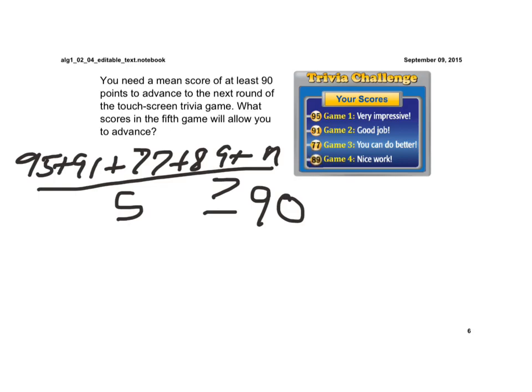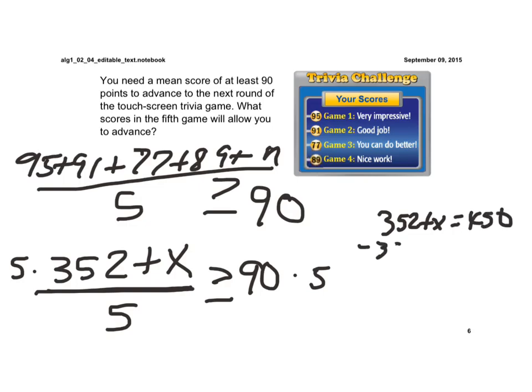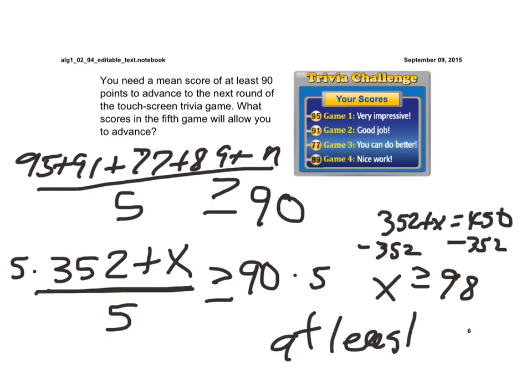So when I add those scores I already have, that's 352 plus x, all divided by 5, because again, that's how we find the average, or the mean. Now to solve this, because it's the long fraction bar, I'm going to multiply both sides by 5. So now I'm left with 352 plus x is greater than or equal to 450. Now I'm going to subtract 352 from each side. And if I do this, I get x is greater than or equal to 98. So to have an average score of a 90, we'd have to score at least a 98 on our last game.